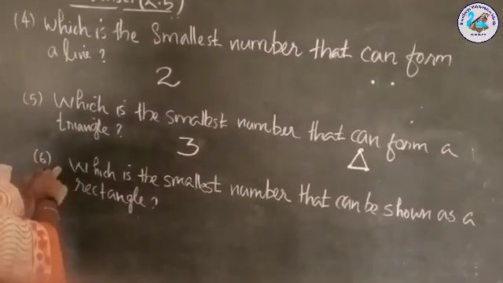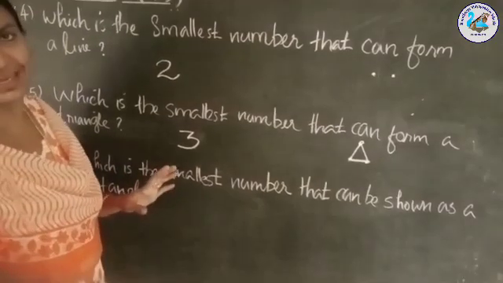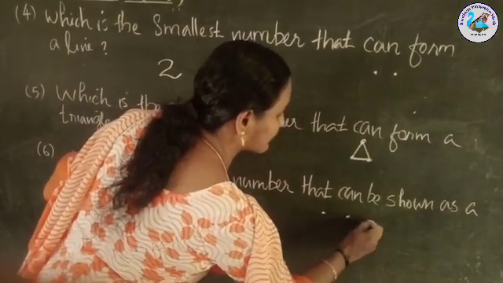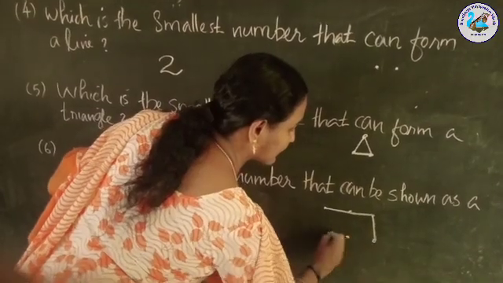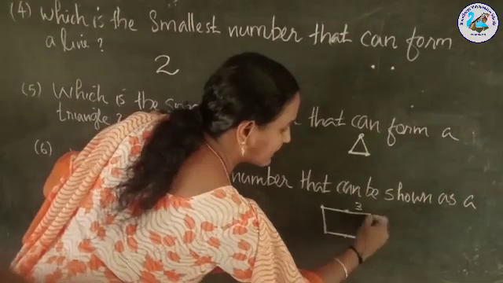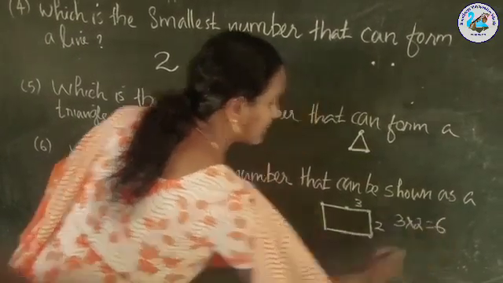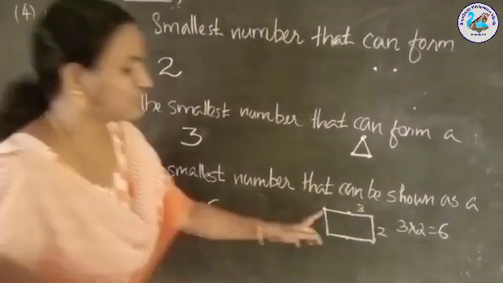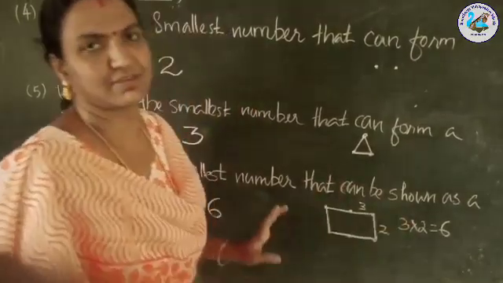Then question number 6. Which is the smallest number that can be shown as a rectangle? Here 3 dots and here 2 dots. So 3 into 2 is equal to 6. The answer is 6, using 6 dots: 3 dots by 2 dots, 3 into 2 is 6.